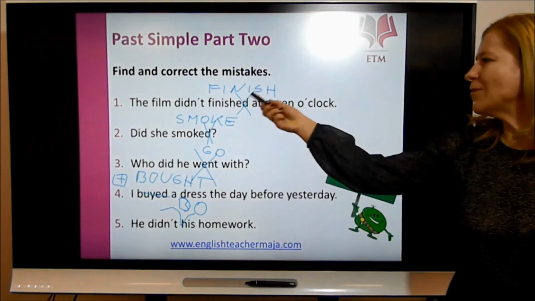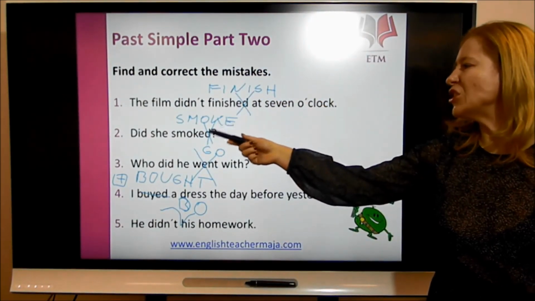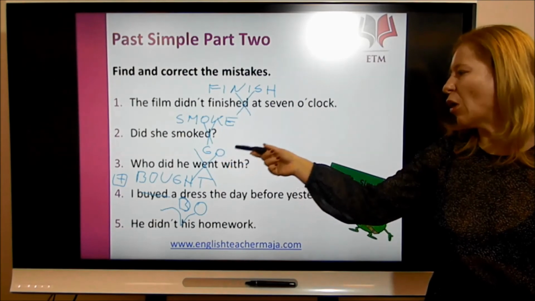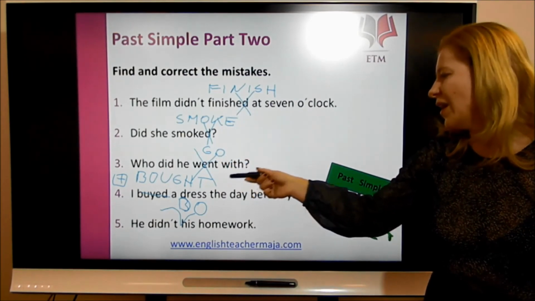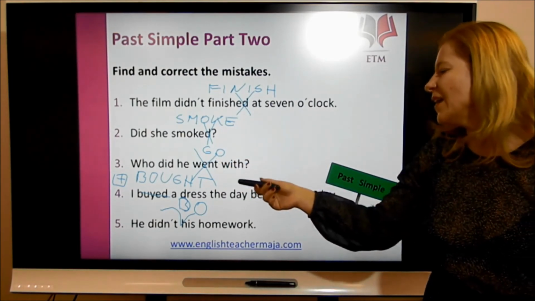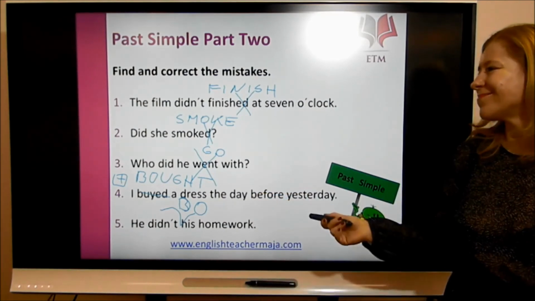Okay, so the film didn't finish at 7 o'clock. Did she smoke? Who did he go with? I bought a dress the day before yesterday, and he didn't do his homework.